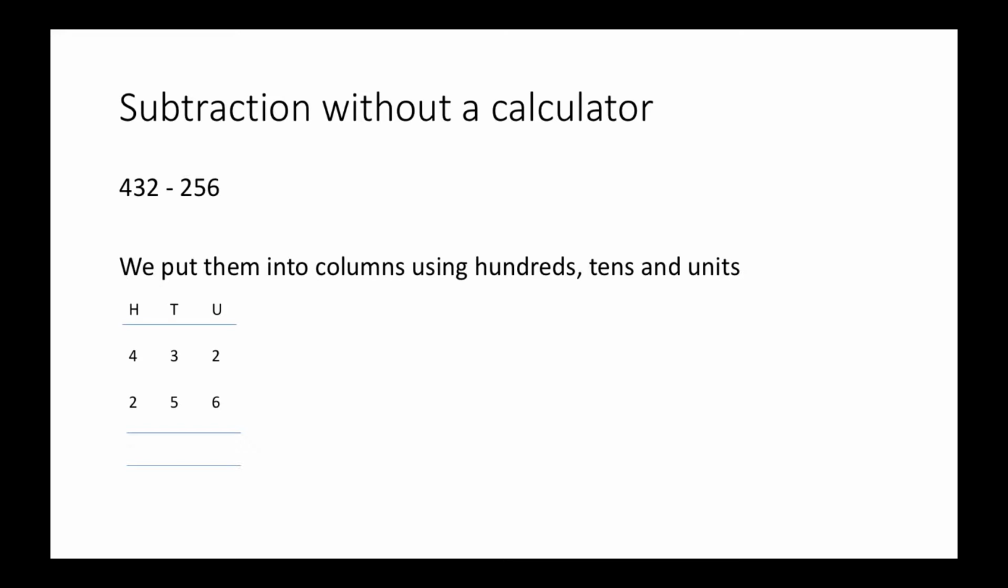If we go the same direction, we start here, and we can't do 2 take away 6. So because of that, what we're going to do is take 1 off the 3 and add it to the 2, giving it as 12, and then we're going to turn that 3 into a 2 because we've taken a 10 off it. And then we do 12 take away 6. 12 take away 6 is 6. And so we've done that part, and then we move on to the centre column. And again, we can't do 2 take away 5. So I'm going to take 1 from the 4 to make it a 3, and we make that a 12. 12 take away 5 is 7. And then finally, we just do 3 take away 2. Gives us 1. So our answer is 176.